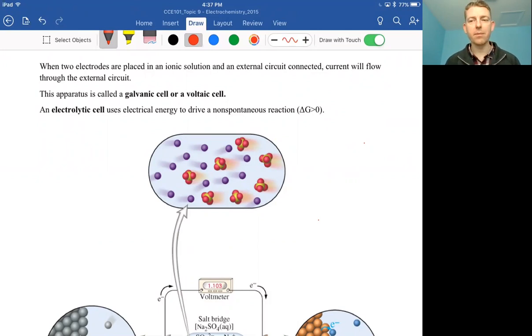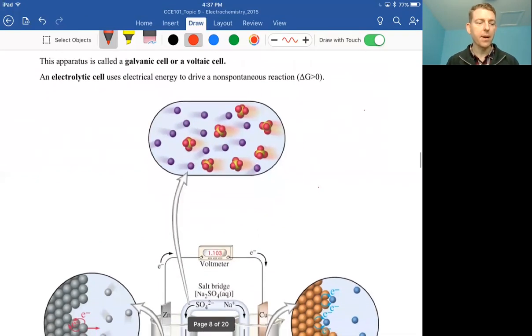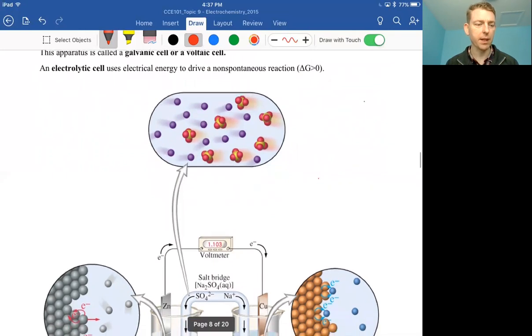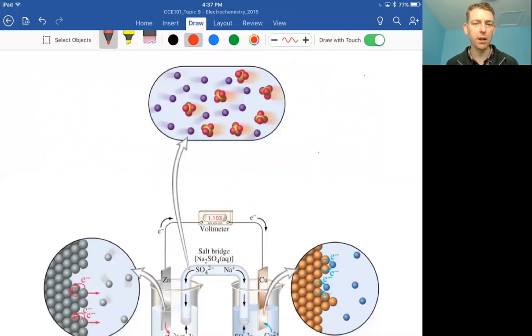So this is the setup that we're going to call the galvanic or a voltaic cell. An electrolytic cell, on the other hand, would be doing the opposite. This is an example where we would use electrical energy to drive things the other way. We'd be pushing electricity into the system to get a reaction to occur that wouldn't ordinarily occur. So this would be where delta G is greater than zero. We have to do work on it to make it happen. But we're going to stick with the voltaic cell, at least for the first little while.